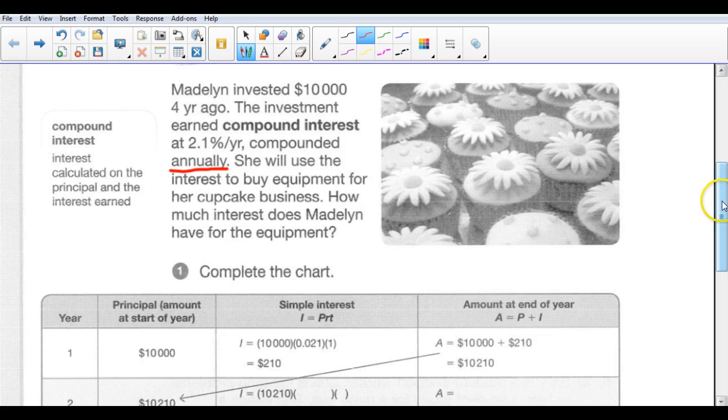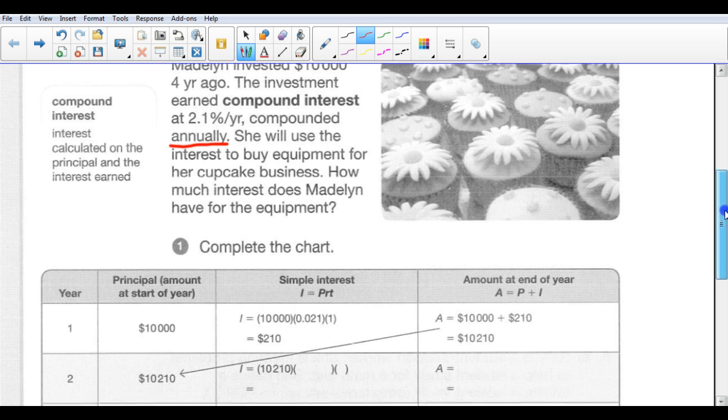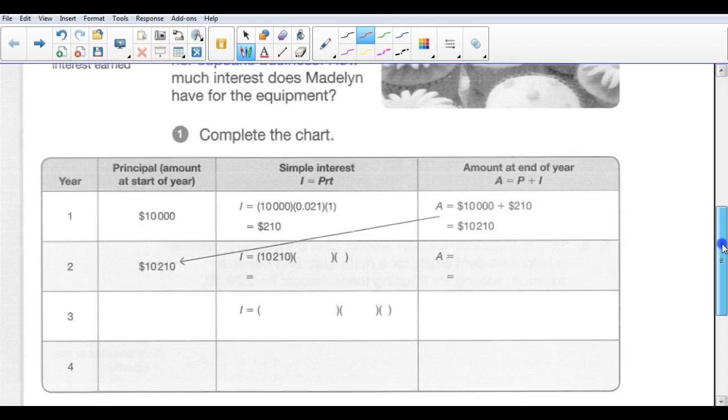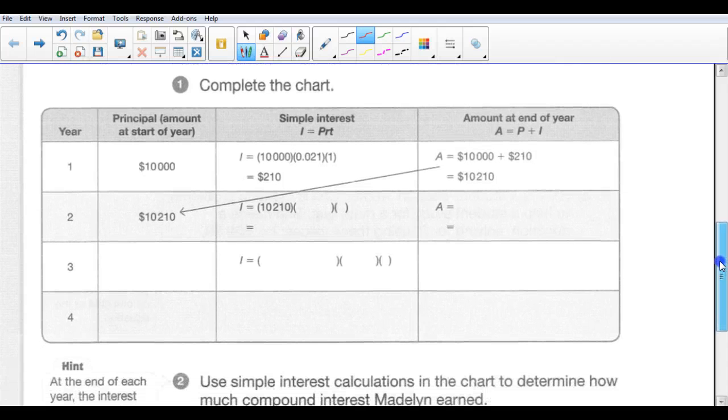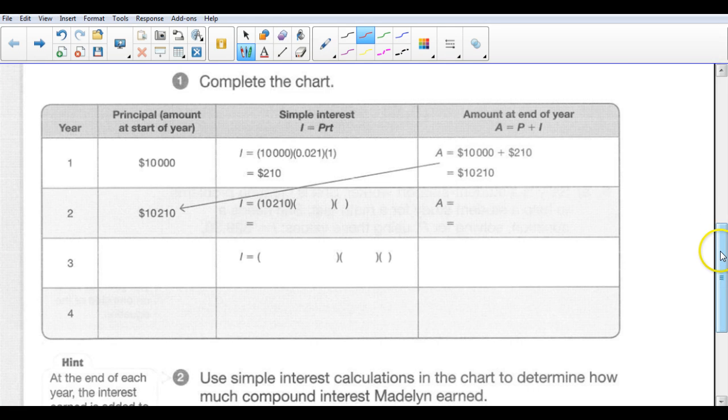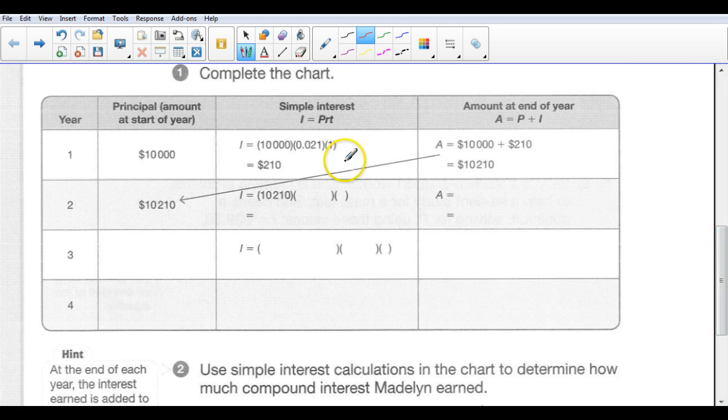Well, it's very important to understand how the compound interest formula works, and we're going to try to explain that to you here by starting out with simple interest and how we get the compound interest calculated. So we know that she's investing it for 4 years. So here's year 1, 2, 3, 4. We know that interest is calculated at the end of the year, which is over here. So in year number 1, we're going to use the simple interest formula, I is equal to PRT. She started out with $10,000. So we'll plug the numbers in.